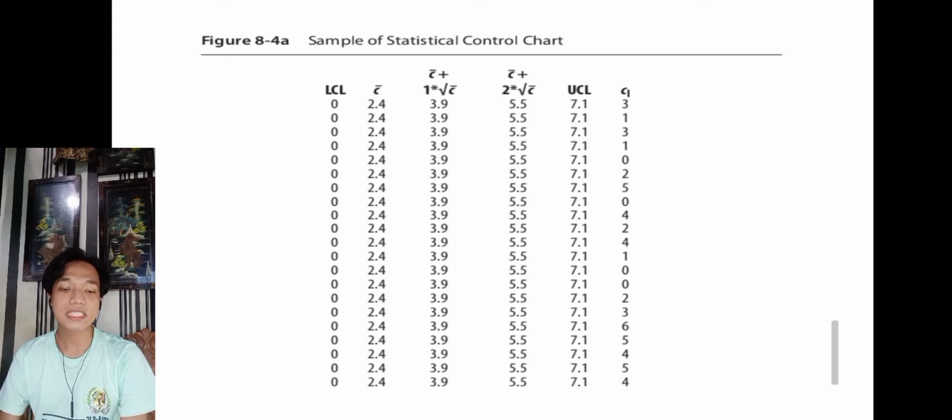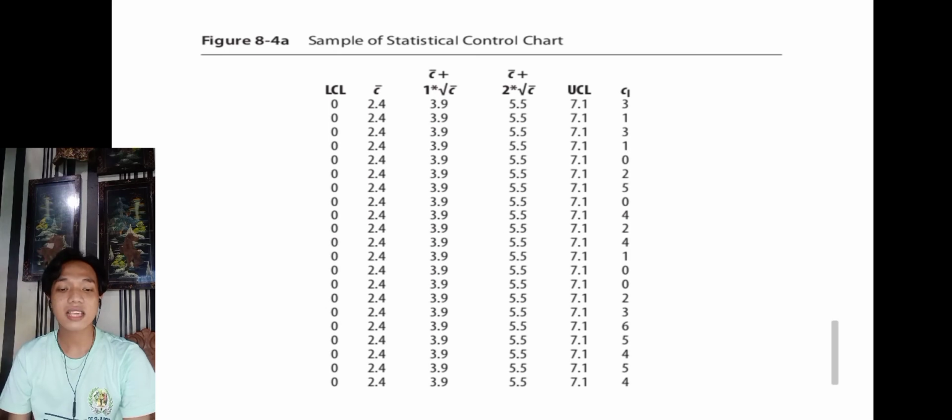Another point to consider when using a C chart is that defect counts are integer numbers, so even though the calculated UCL equals 7.1, in practice it would be 7. You round to the nearest non-negative integer value.